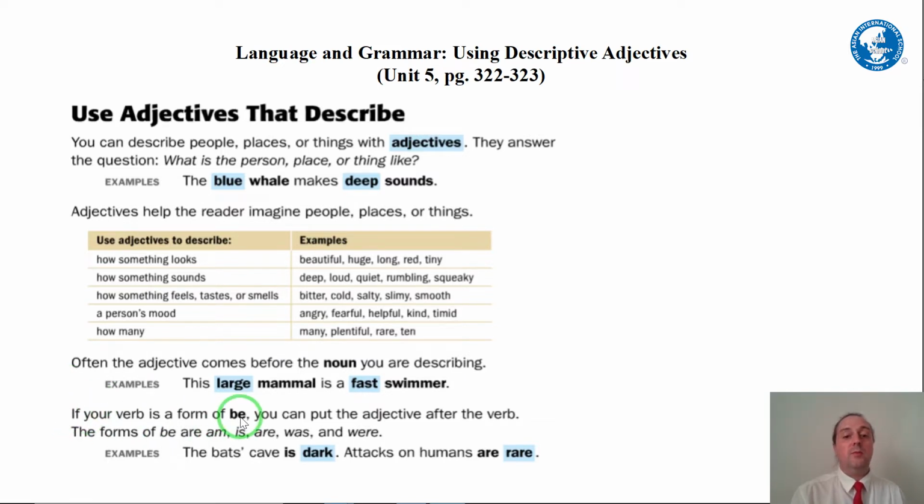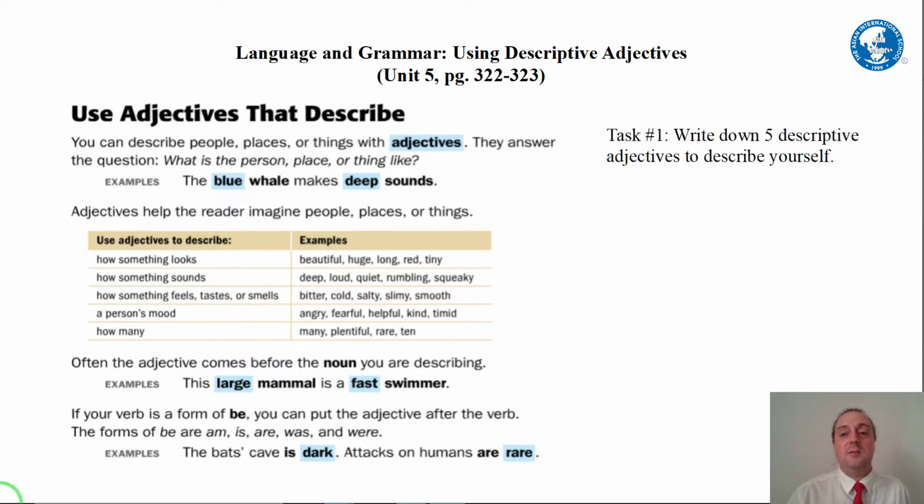If your verb is a form of be, you can put the adjective after the verb. I know, crazy rules. The forms of be are am, is, are, was, and were. So the bat's cave is dark. Attacks on humans are rare. This is how we use descriptive adjectives.